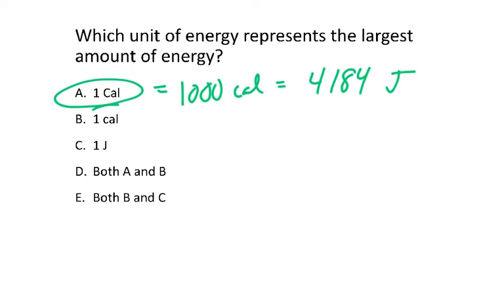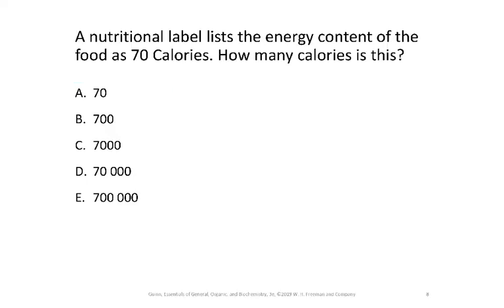Okay, here's another question. A nutritional label lists the energy content of the food as 70 Calories, big C Calories. How many calories, little c calories, is this? Well, hopefully we can do this one without a calculator, right? 70 times 1,000, so it's 70,000.